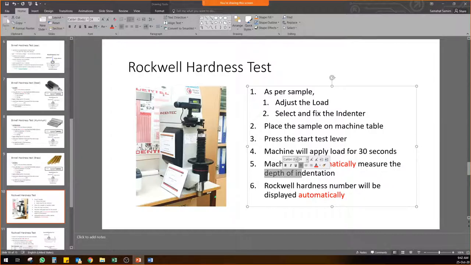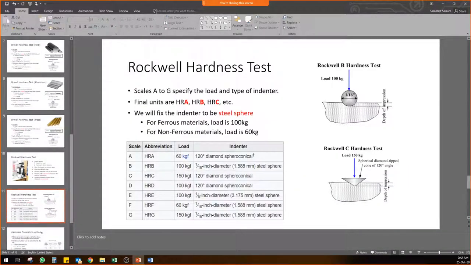If you remember, in the Brinell, the diameter of the indentation was measured by the microscope, and we had to look manually with our eyes. But in the Rockwell hardness testing, the depth of indentation is used as a measure to compare hardness. So which one is more accurate, you can decide. Also, this depth is automatically measured by the machine, and the machine is very accurate. The hardness number is displayed automatically directly on the machine, so you don't need to do anything. You will just take the hardness number and write it in your report. Okay? So let me give you some more detail.